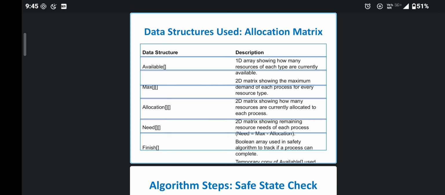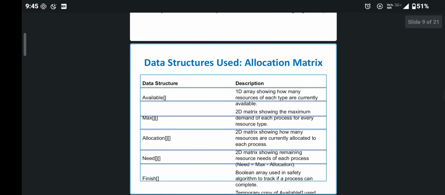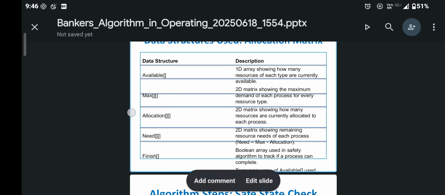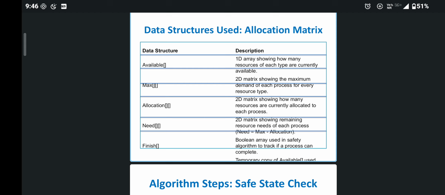So these are the 6 prerequisites. These are only 5, but okay. So here's one problem I will tell you. Available is a 1D array showing how many resources of each type are currently available. Max is a 2D array in which we store the maximum allocation capacity. Allocation is used to show how much is allocated till now.